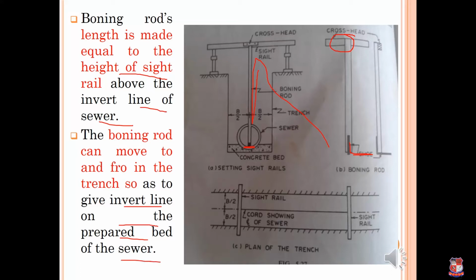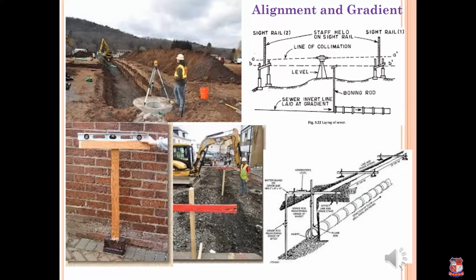So here in the plan you can see this is the cord showing the center line, then this sight rail that is connected with it. Whatever I have discussed, the actual figures are shown. So these two levels are to be kept at two positions, and with the help of this level you can mark all the modified levels over this sight rail, by adding actual invert level plus the height of the boning rod, and this way you can proceed further for the laying of sewer. So here this is the actual figure of sight rail and boning rod.